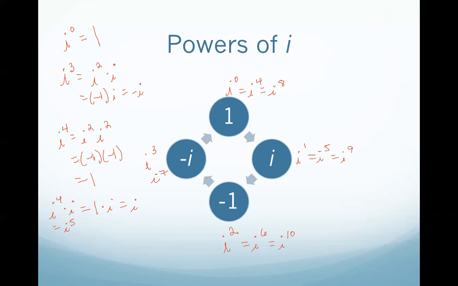But the nice thing about i is we can go backwards as well. Going backwards from i to the 0 should be i to the -1. Well, what is i to the -1? It's 1 over i. If I go backwards again, that's i to the -2. Well, i to the -2 is 1 over i squared, which is 1 over -1, which equals -1.